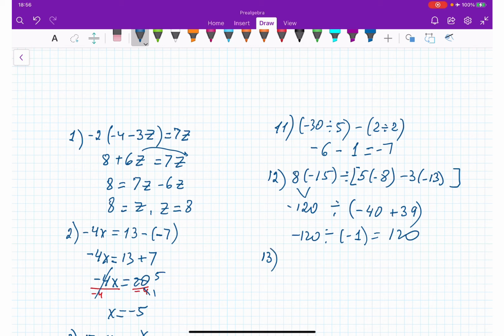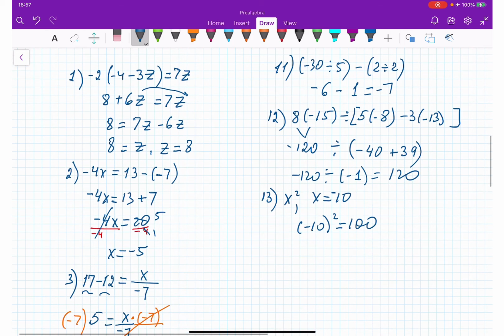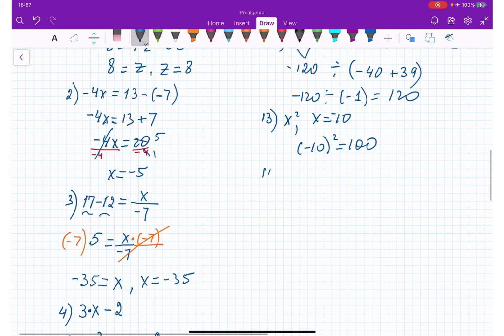Number 13. Evaluate x squared when x is equal to negative 10, okay? So since we have x squared, it doesn't matter, negative 10 or positive 10, right? Negative 10 squared is 100. Positive 10 squared is also 100. So it doesn't matter because we are taking power 2. Next.